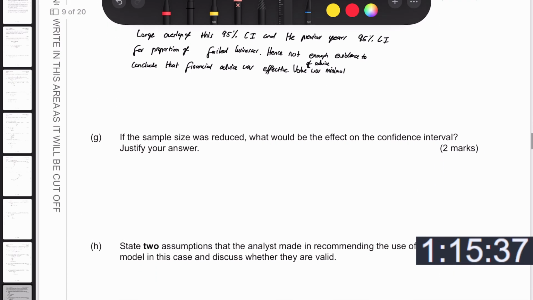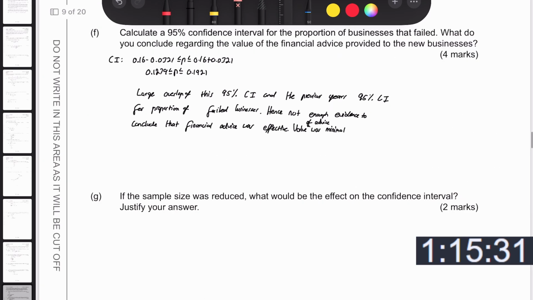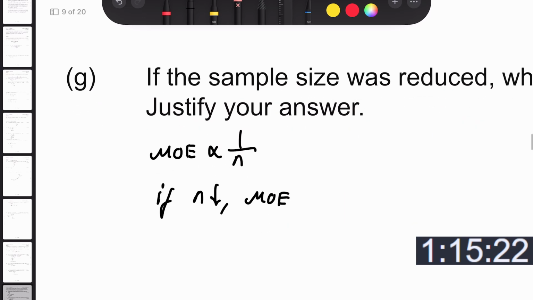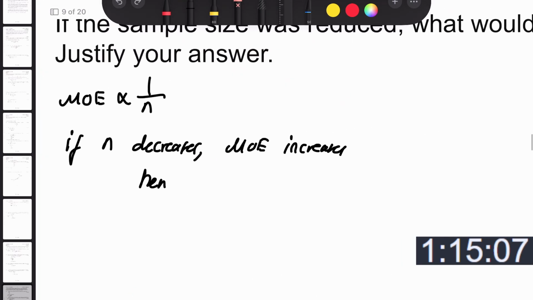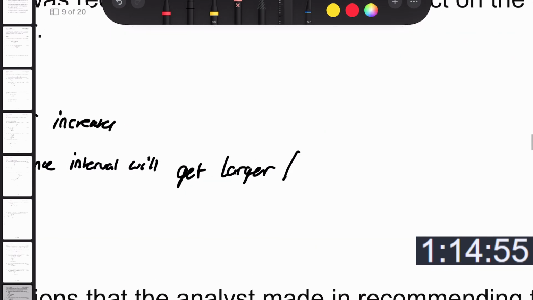If the sample size is reduced, what would the effect be on the confidence interval? So margin of error is proportional to 1 over root n. If n decreases, margin of error increases. Hence, the confidence interval will get larger, or wider.